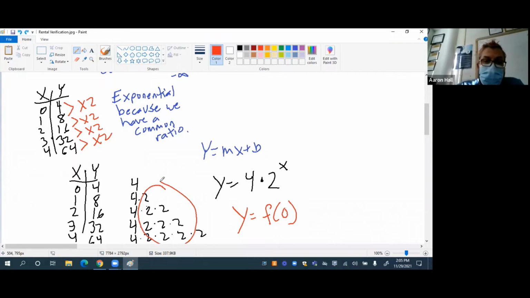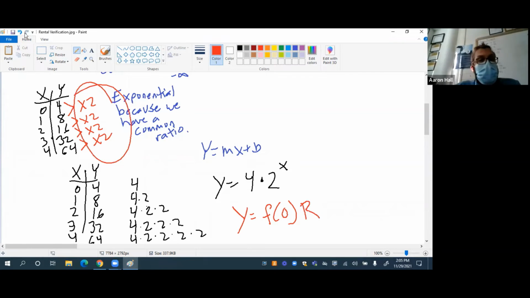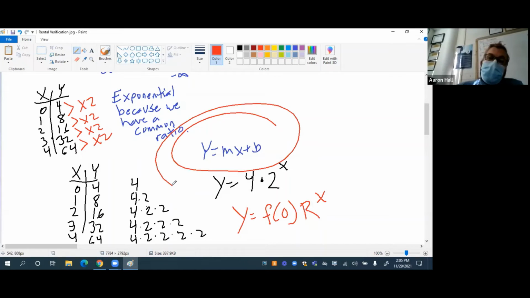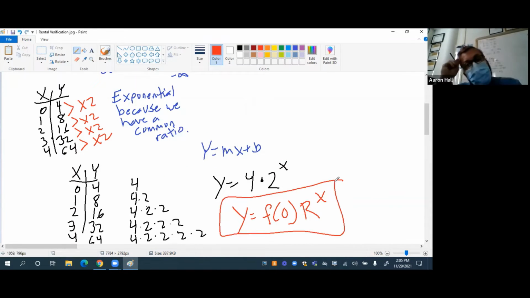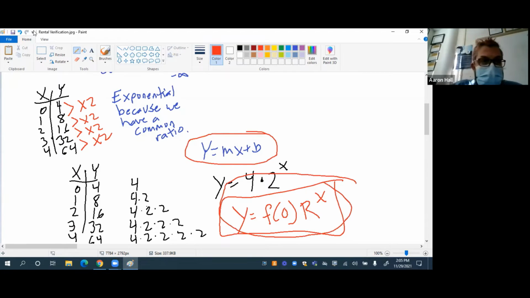Times my what? My ratio, my common ratio, whatever that is, to the power of what? To the power of x, yeah. Instead of using this equation for linear, we have another equation for exponential. We just use our 0th term times our ratio to the power of x, and then we can write an equation for anything. Any exponential, right? Use this one for any linear and use this one for any exponential.